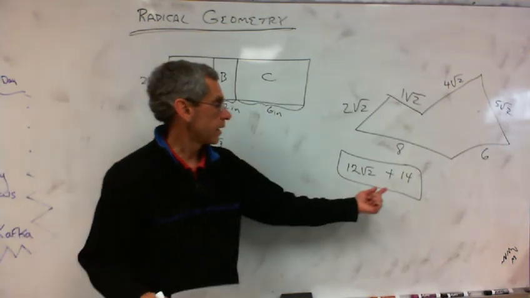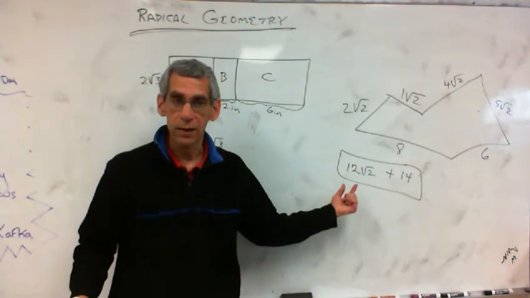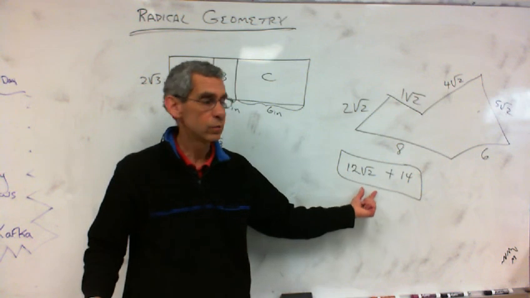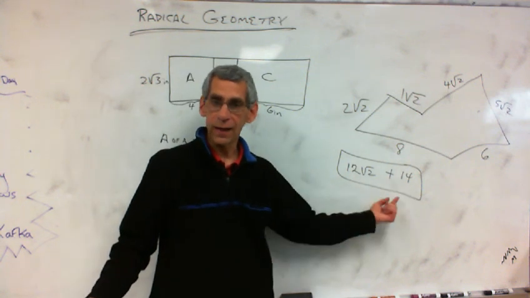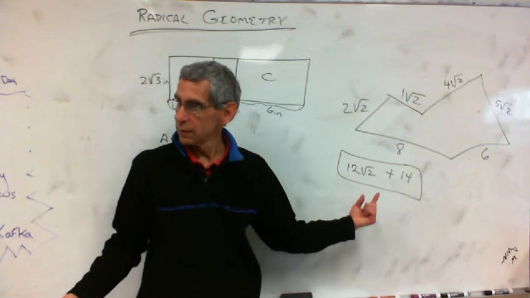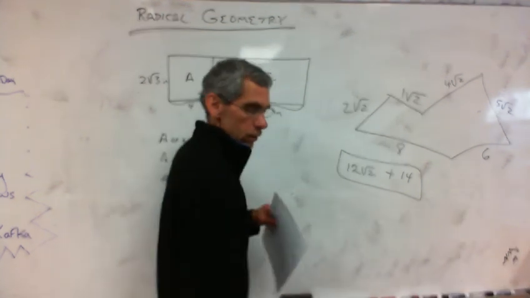I can't say 14 plus 12 is 26. I can't do that. I can't say 26 square root of 2's. That's not 14 square root of 2's. It's just the number 14. I can't combine them. Does that make sense? All right, it's pretty easy. I just think you guys still need a little more practice on the radicals.